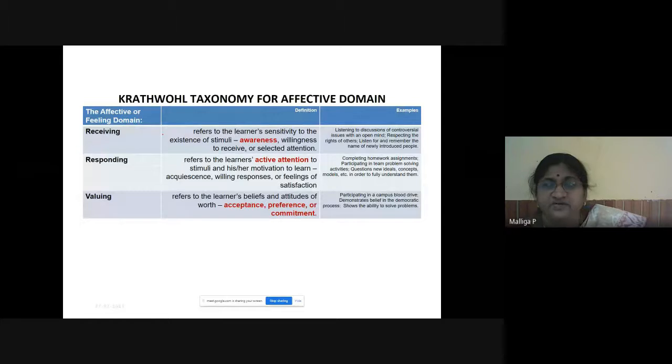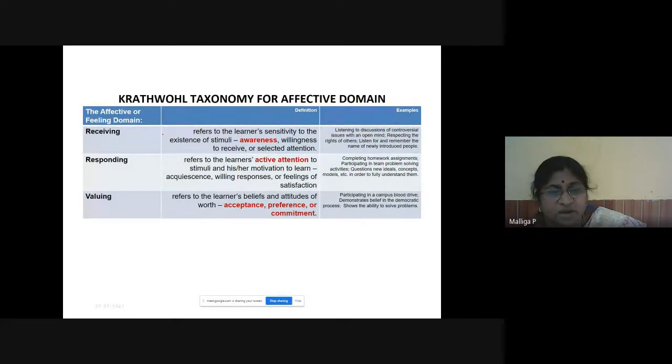Receiving refers to the learner's active attention to stimuli and his or her motivation to learn. Even in a class, you might be giving some homework, so how many people respond to it? That is the next one, responding. Or you might arrange a guest faculty from the industry or an eminent person. Everybody will be listening, but how many people respond to it? That is the next level, responding.